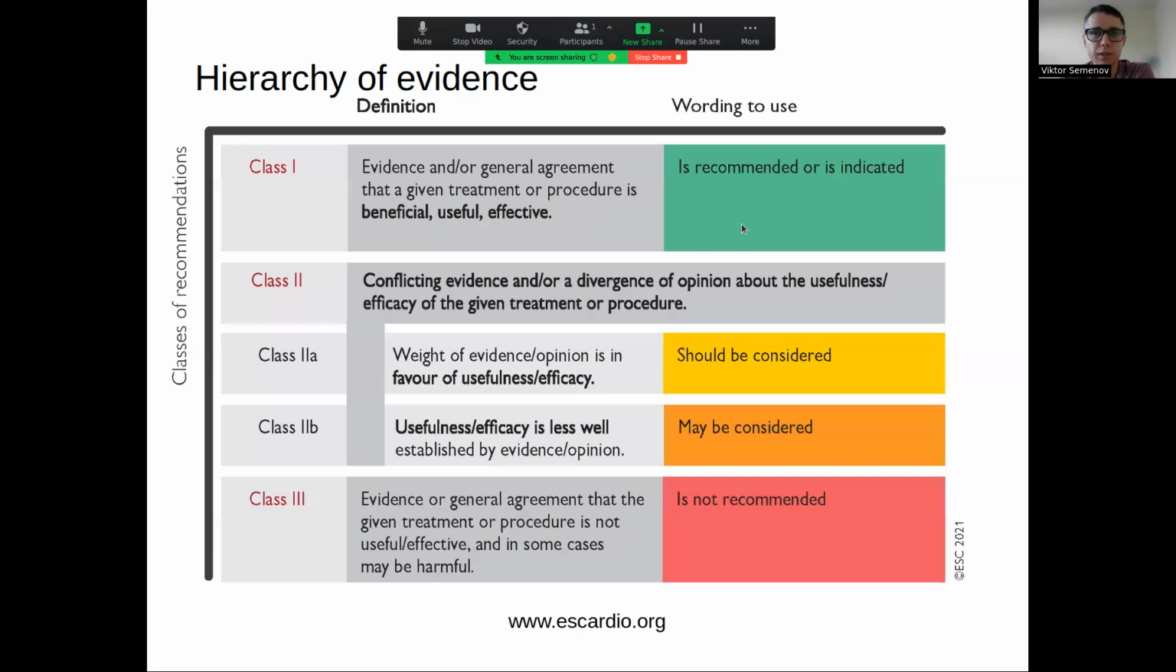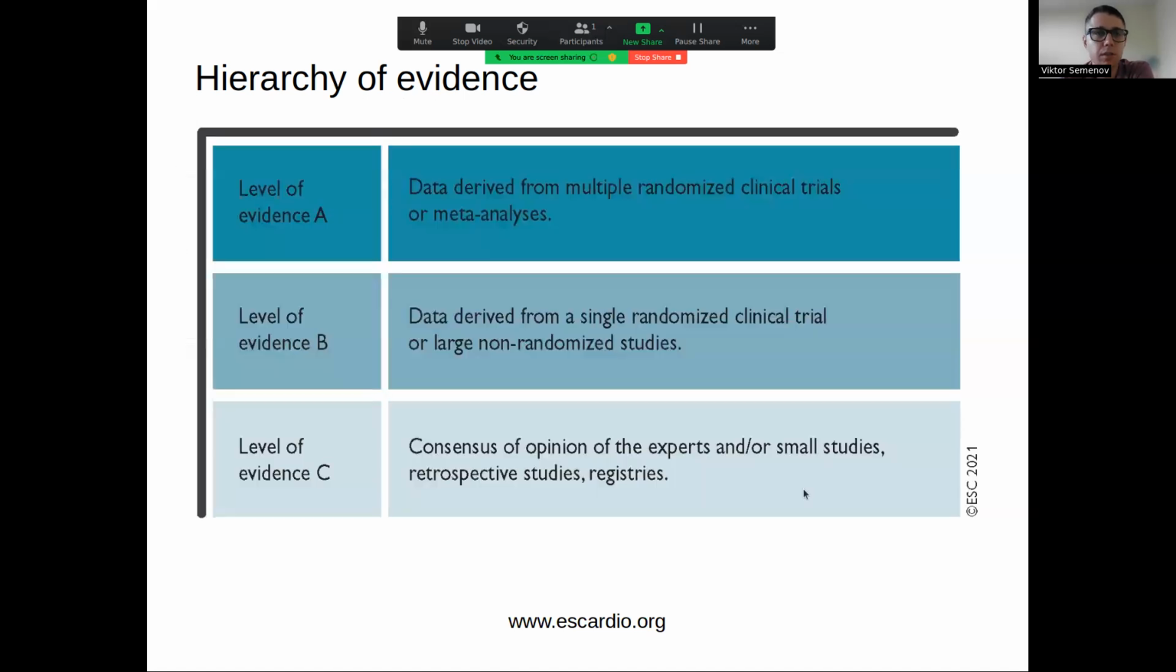Class 1 is when the intervention is useful and beneficial and it should be recommended. Class 2 is when there is no strict basis for recommending some intervention or evaluation, but still it is rather more beneficial than not beneficial. So you can consider this intervention. And there is class 3 recommendation when this intervention is not recommended. And these classes of recommendations are supported by level of evidence.